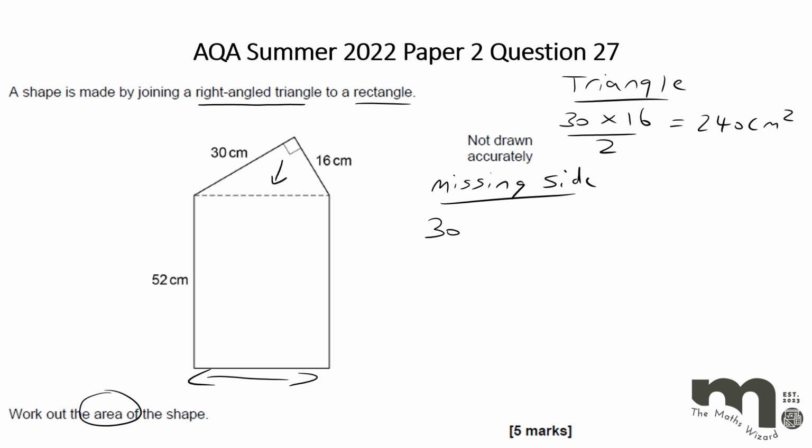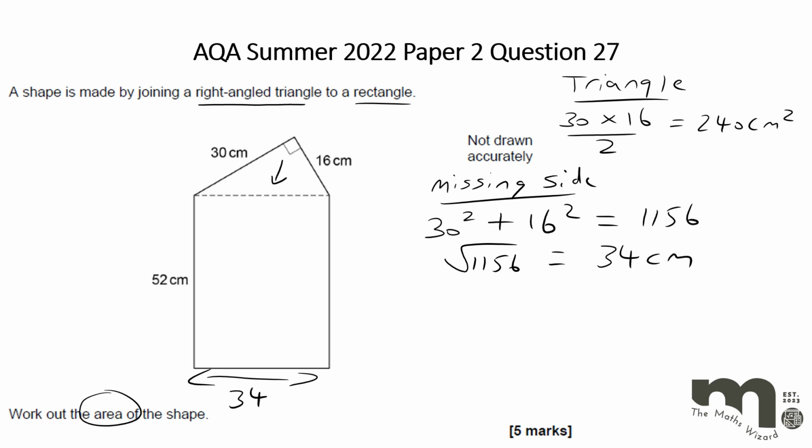So when you are working out the hypotenuse, you need to square both sides, add them together, and then square root. So if we do 30 squared, add 16 squared, that gives us 1156. And if we square root that, that is going to give us 34 centimeters. So we now know that the missing side on the rectangle is 34 centimeters. So we can now do the rectangle's area.